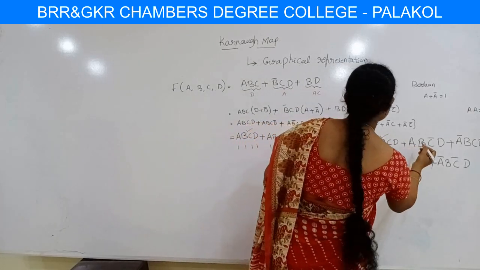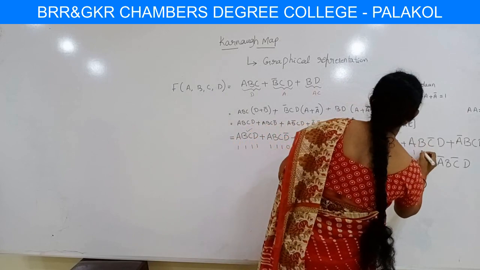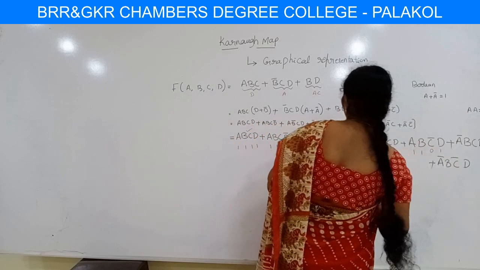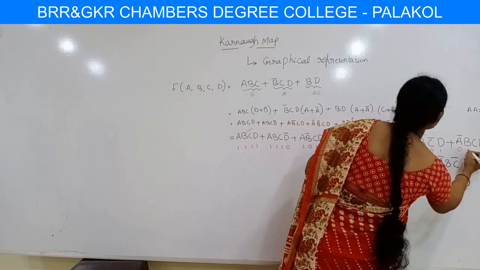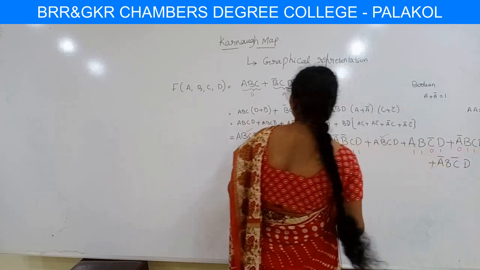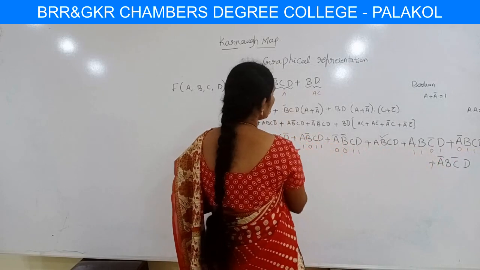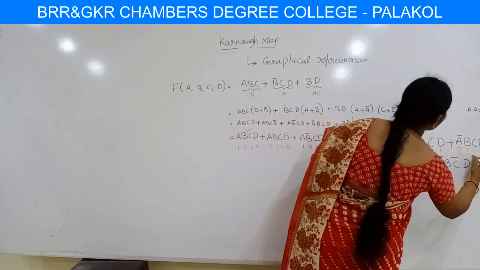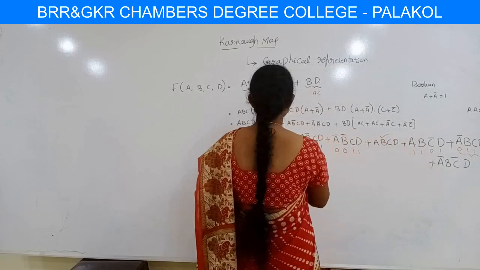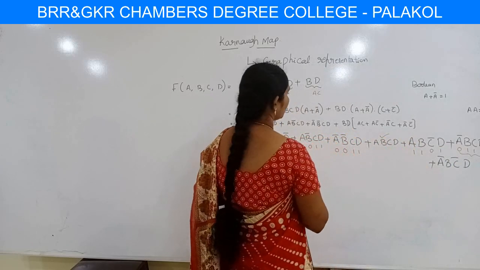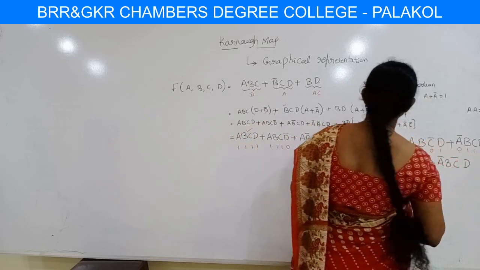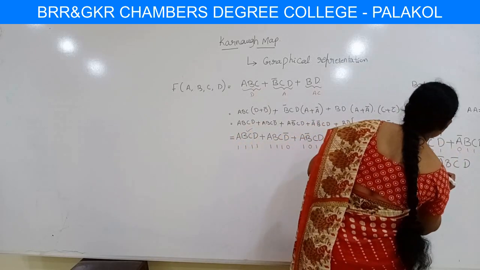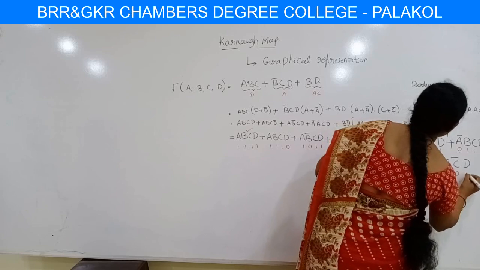So next one is AB, that means 1 1 0 1. Okay, and after that 0 1 1 1. So here this term is also repeated, so that's why we will write only 1 time. So this is also repeated. Okay, so here this was not repeated. Okay, and after that, here this is 0 1 0 1.